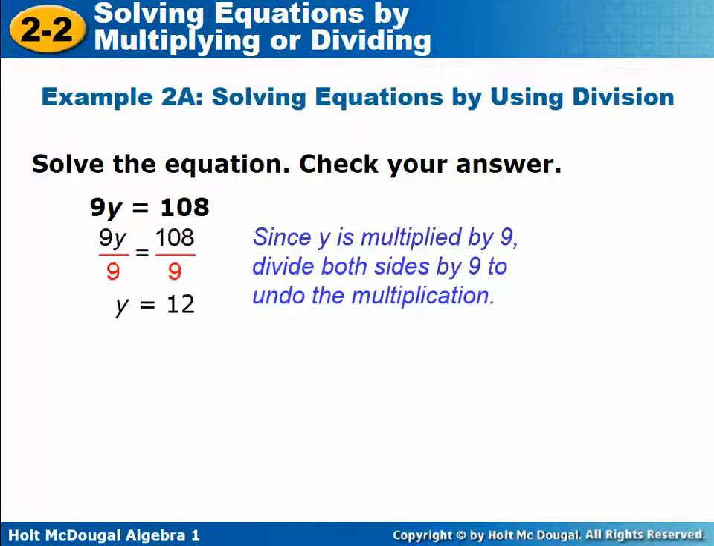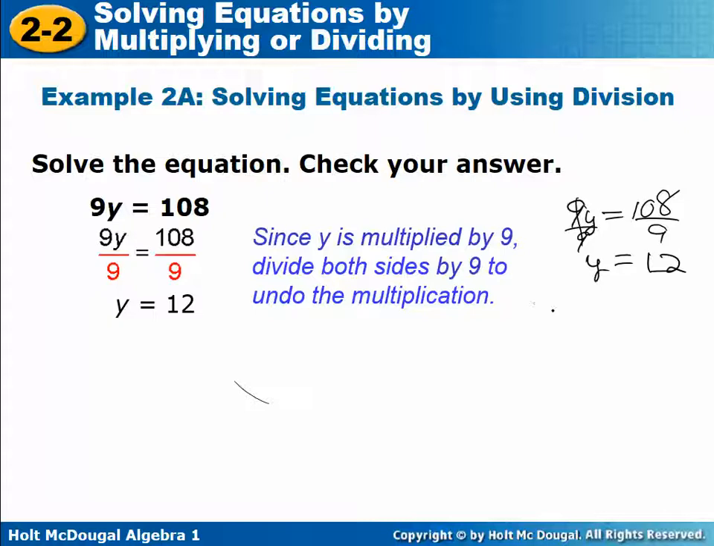So we will divide both sides by 9. Now they kind of wrote it twice. If I was doing this problem on paper, I would just put the divide by 9, the 9's cancel, and you get y equals 12. That's how I would show my work.